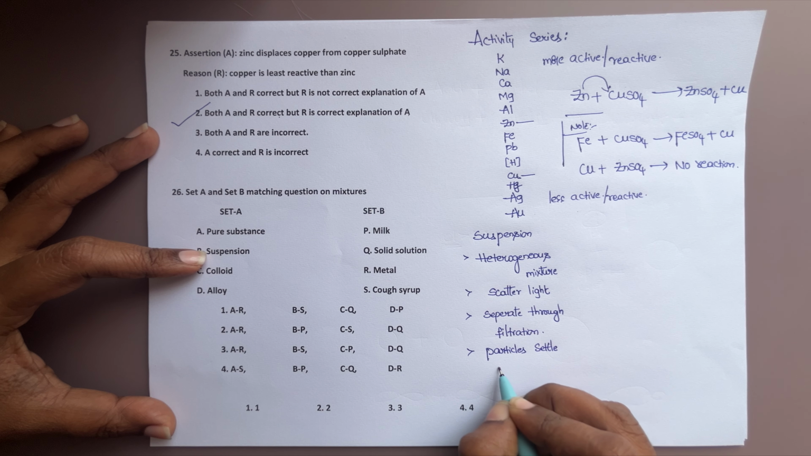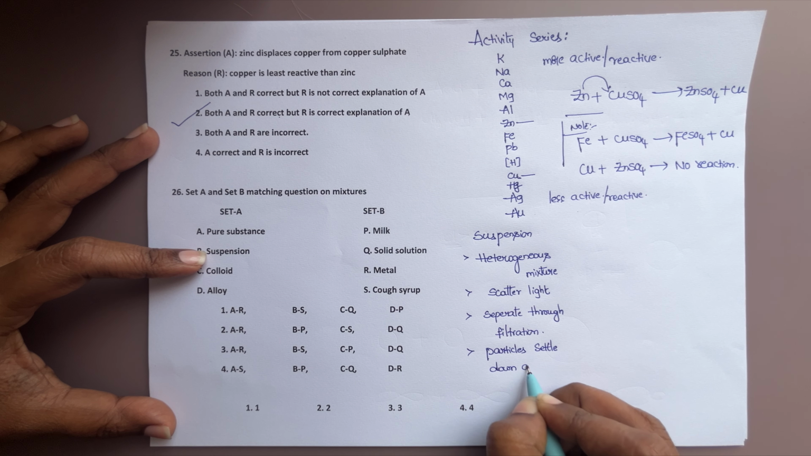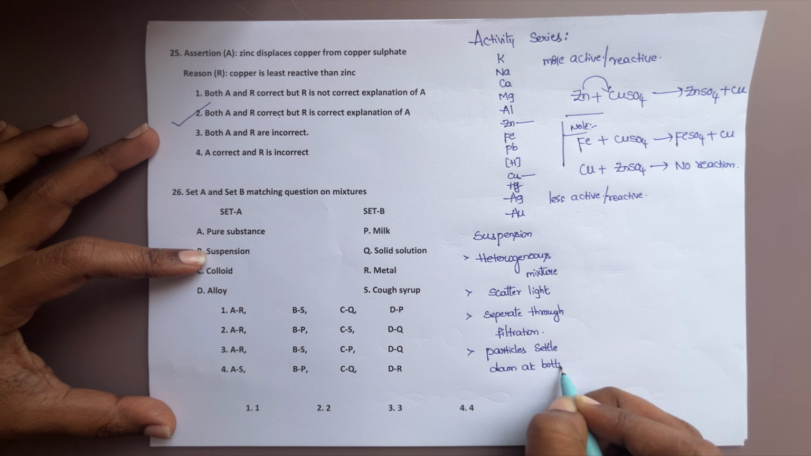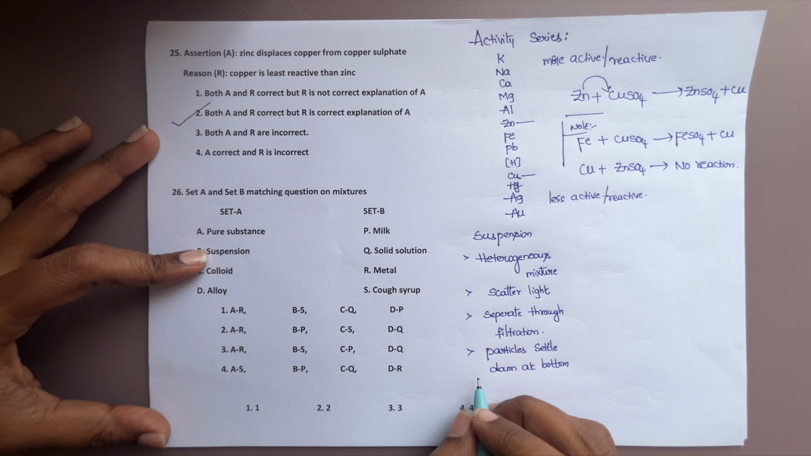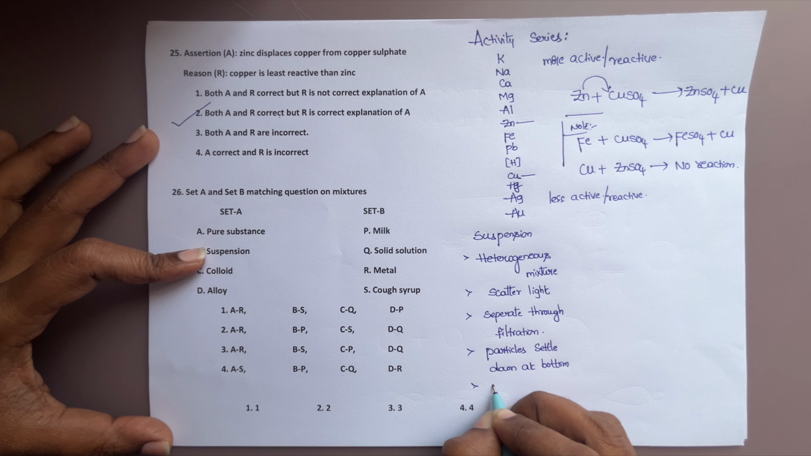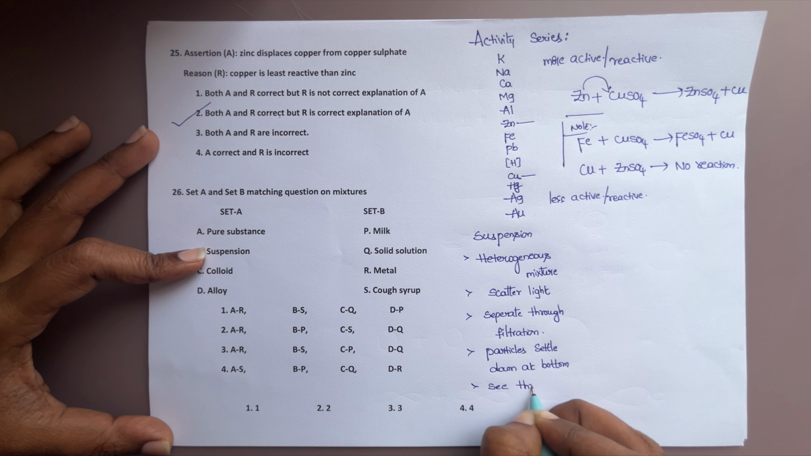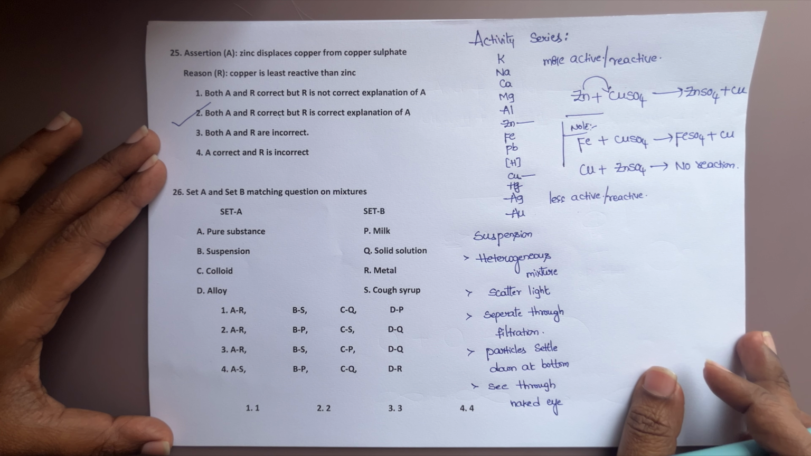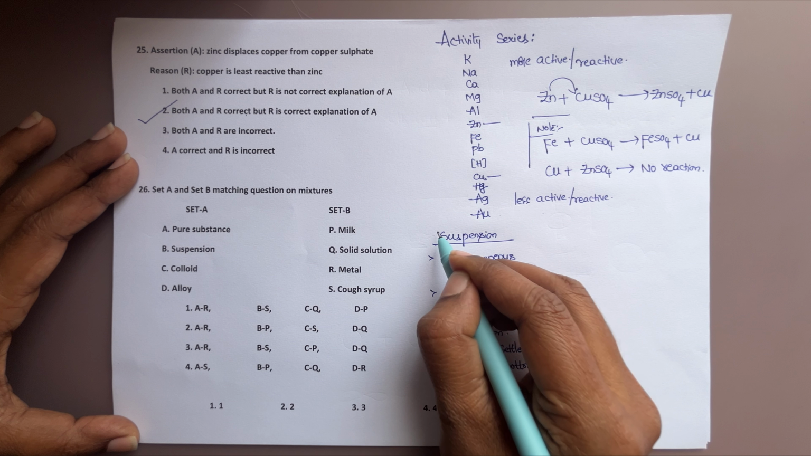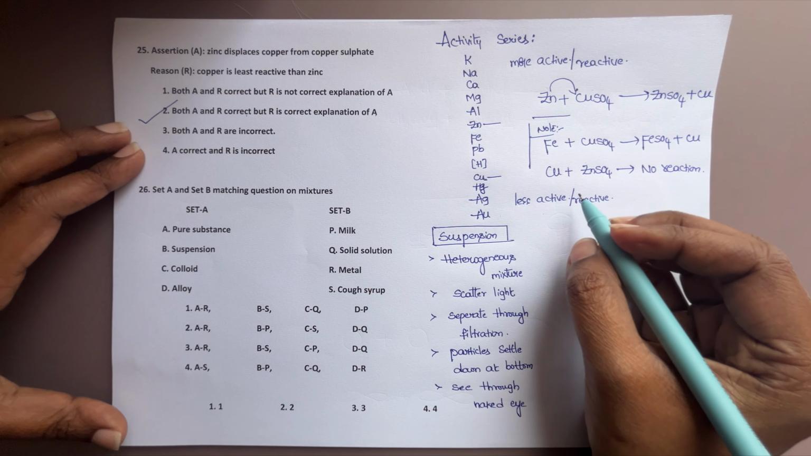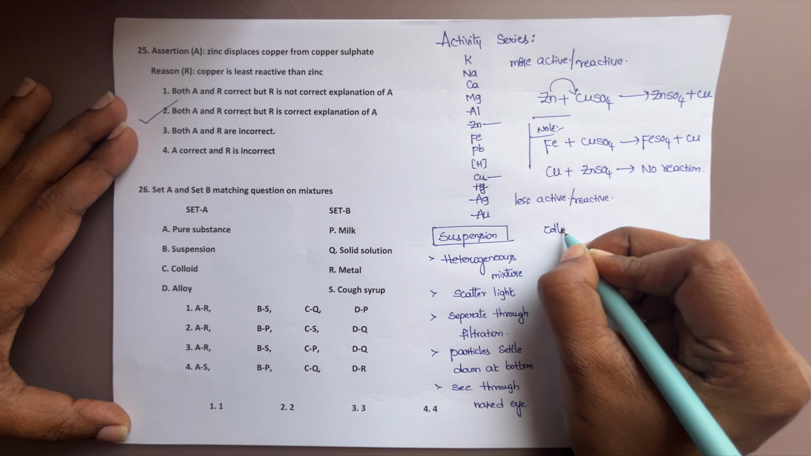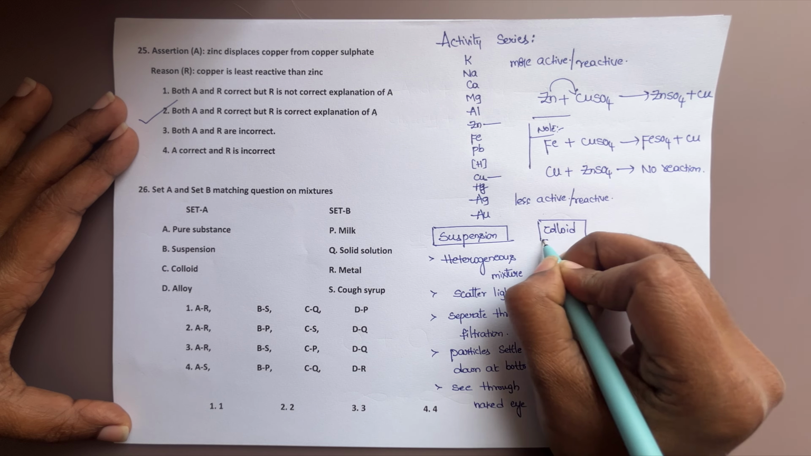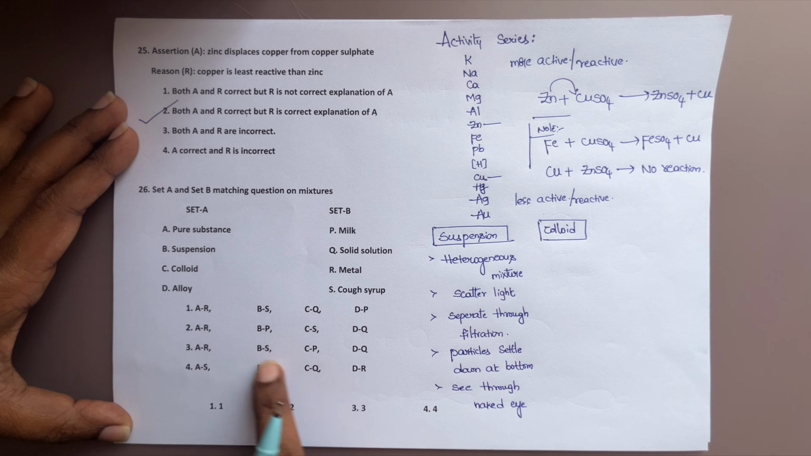Likewise, particles settle down at the bottom. We can see them through the naked eye. This is what we call a suspension. Now coming to what is colloid. Because if you know this, it is easy to answer all of this.